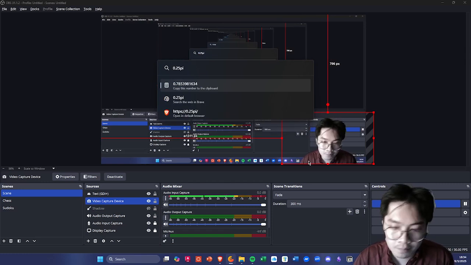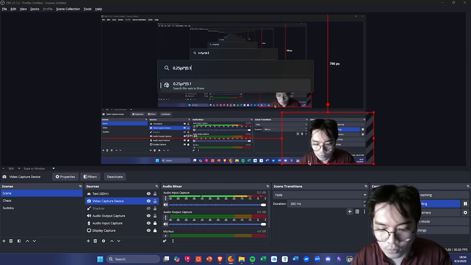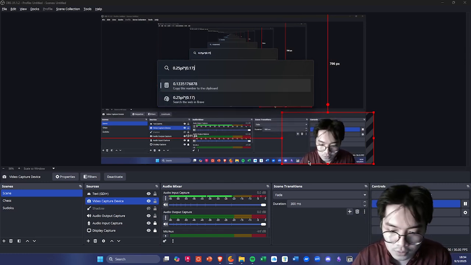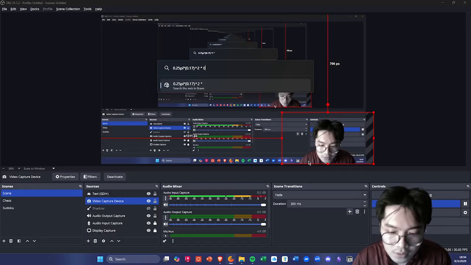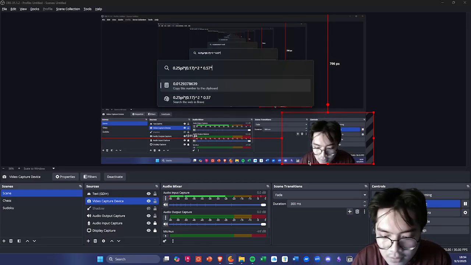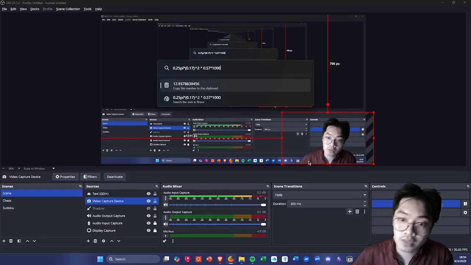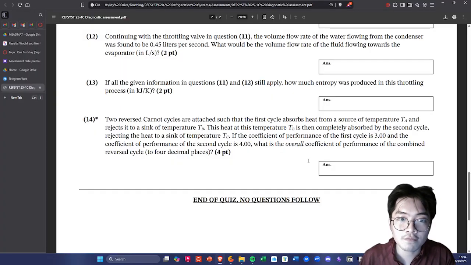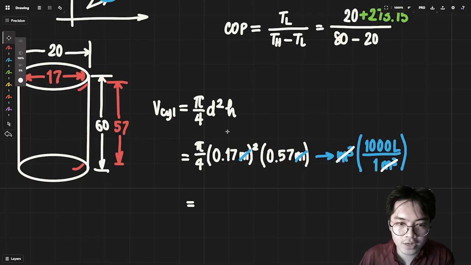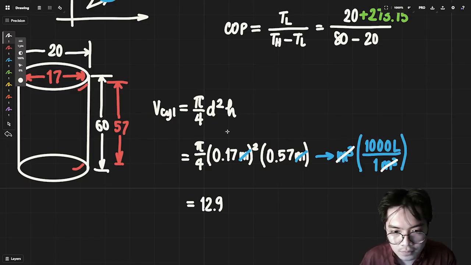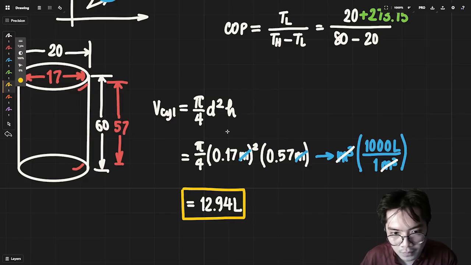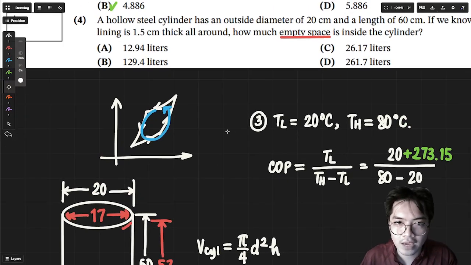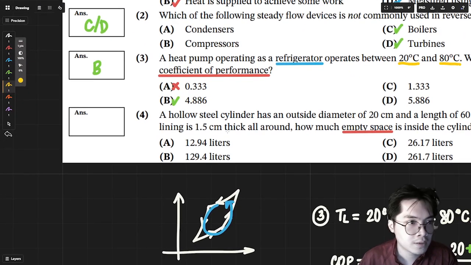Now, we can put this in our calculator. 0.25 pi times 0.17 squared times 0.57 times 1,000. That will give us 12.937 or 12.94 liters. That is our answer. Letter A.